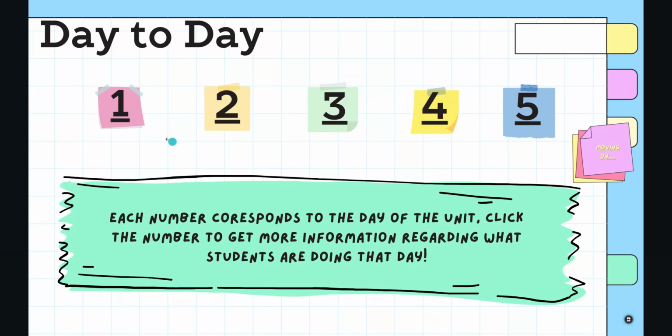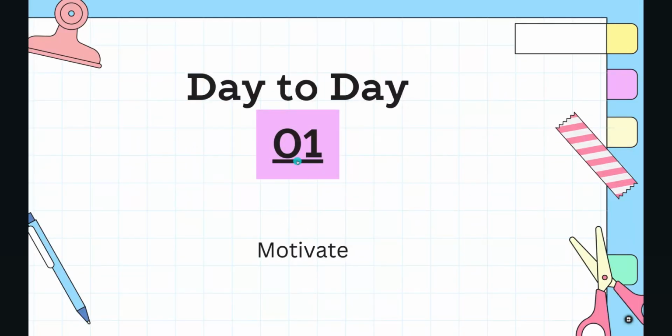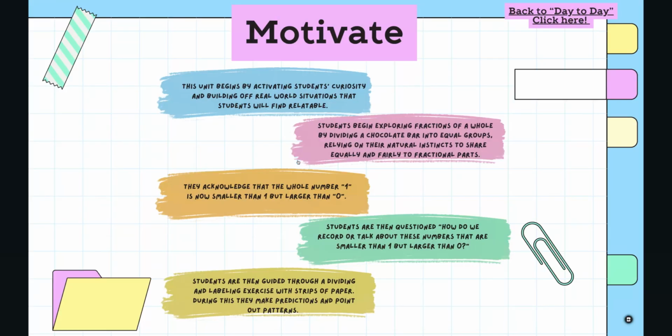Day-to-day outline. Number one is to motivate. We'll begin by activating students' curiosity and building off real-world situations that students find relatable. Students begin exploring fractions of a whole by dividing a chocolate bar into equal groups. They will rely on their natural instinct to share equally and fairly into fractional parts.